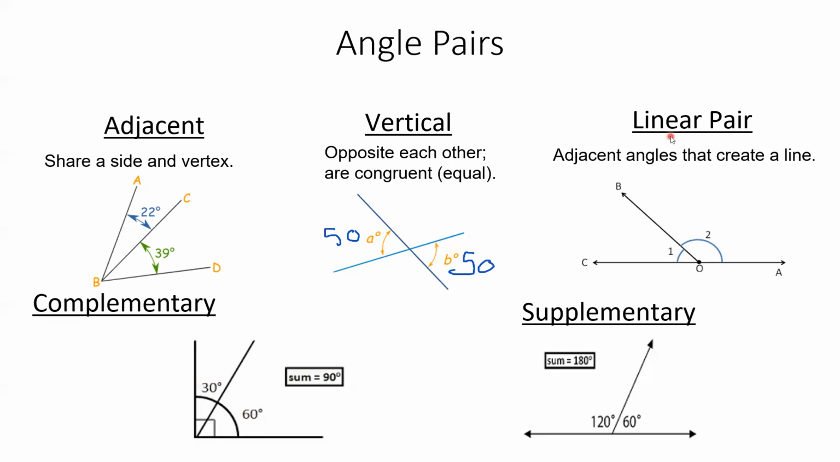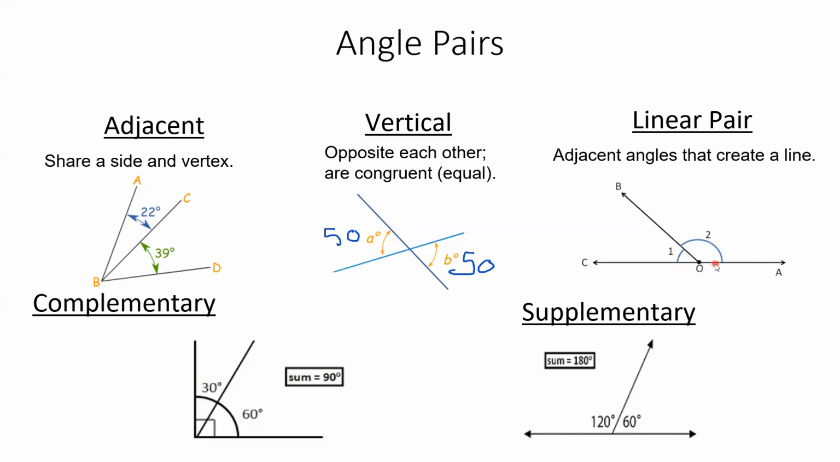Next up, we have angles that are a linear pair. When we look at that word, we can see the word line within it. These are a special type of adjacent angles because these two angles here, 1 and 2, are adjacent because they're next to each other. They share this side and this vertex, but they are more specifically known as a linear pair because these two angles come together to form a straight line.